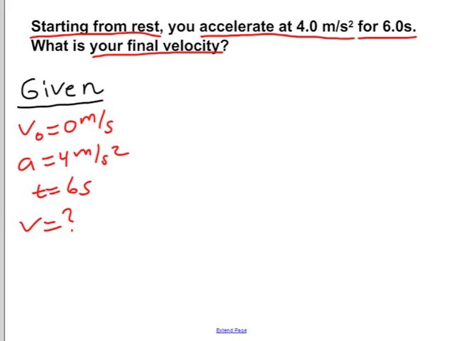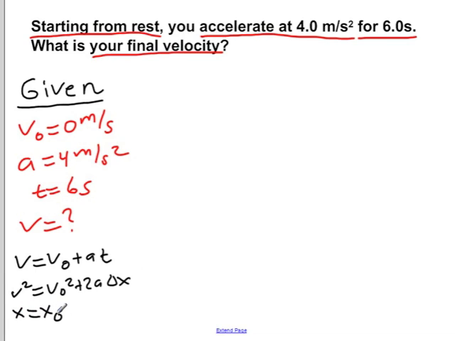Now you remember you have 3 kinematics equations, and you have to figure out which one you're going to use for this case. So the first one is V equals V naught plus AT. Second, V squared equals V naught squared plus 2A delta X. And the final one is X equals X naught plus V naught T plus 1/2 A T squared.